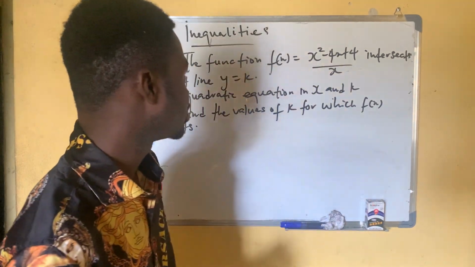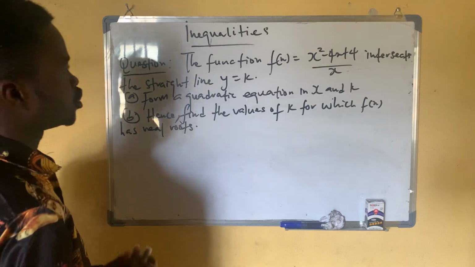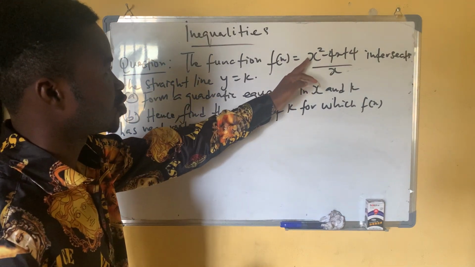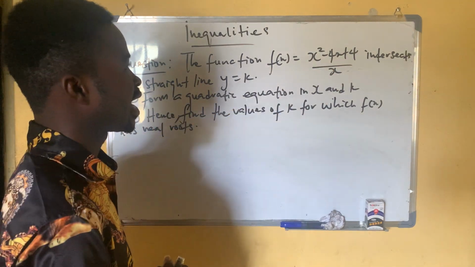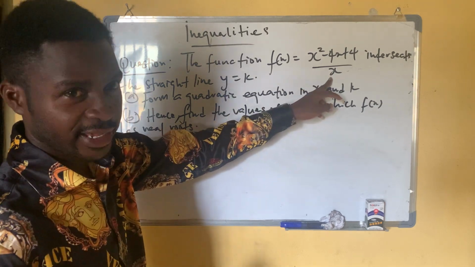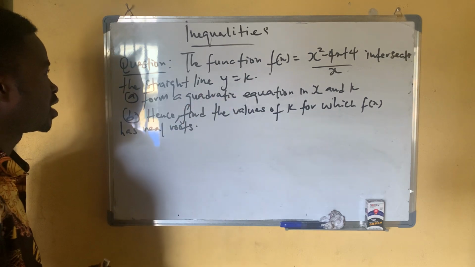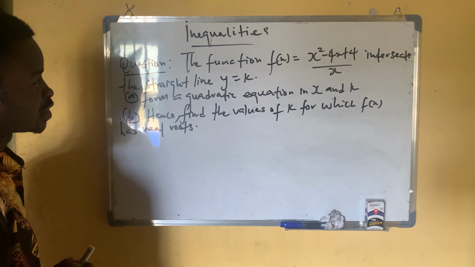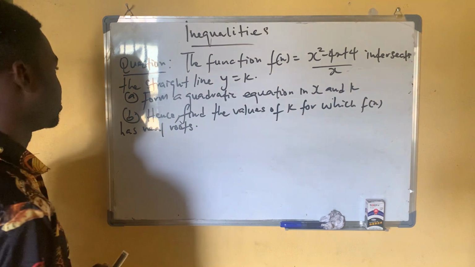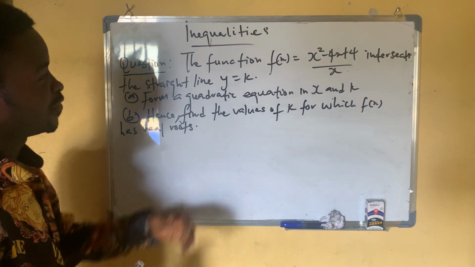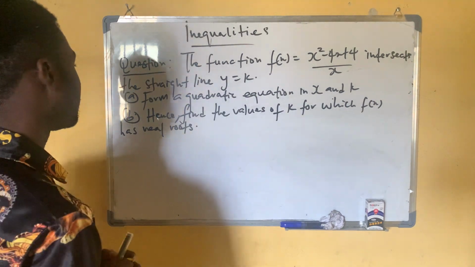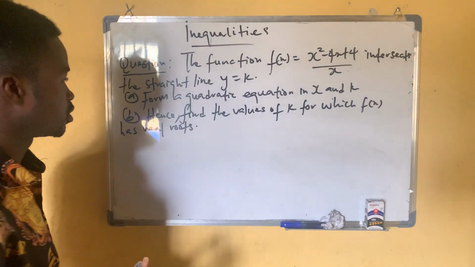Okay, just as you can see on the board, we have the function f of x is equal to x squared minus 4x plus 4 over x, which intersects the straight line y equal to k. A, form a quadratic equation in x and k. B, hence find the values of k for which f of x has real roots.